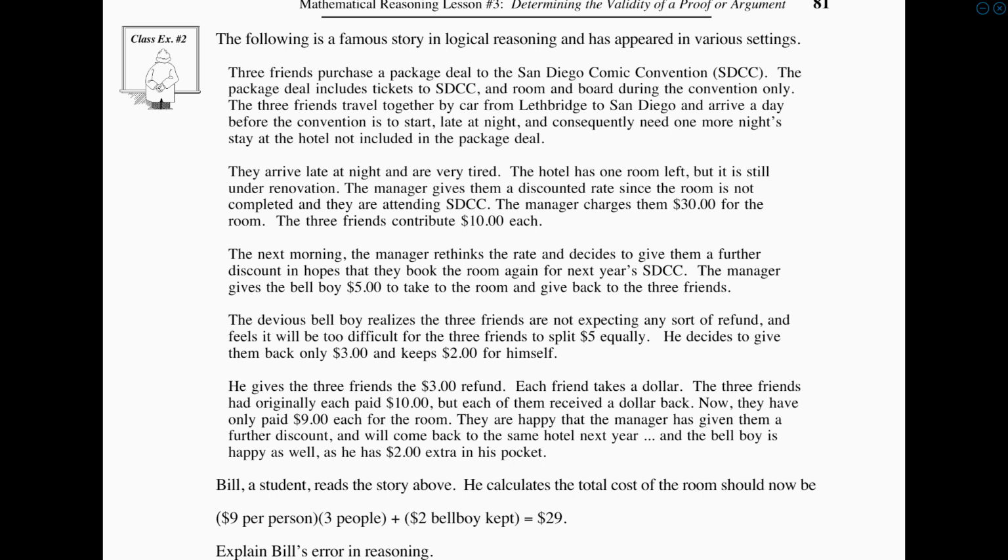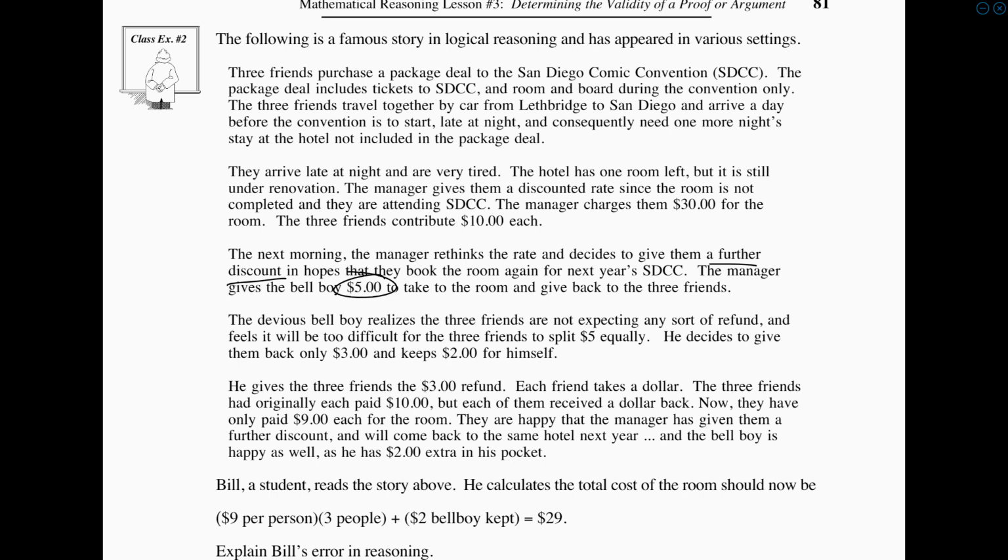So they come to the hotel. The hotel has 1 room left, but it's still under renovation. The manager gives them a discount because the room is not completed and they're attending the Comic-Con. And the manager charges them $30 for the room. Oh, good deal. So they contribute $10 each. So far, this seems reasonable, eh? 3 friends, $10 each, $30 for the room. The next morning, the manager rethinks the rate and decides to give them a further discount. Whoa, further discount, cool. In the hopes they will book again for next year. He gives the bellboy $5 to take to the room to give back to the 3 friends.